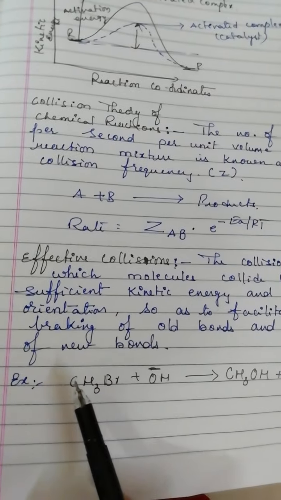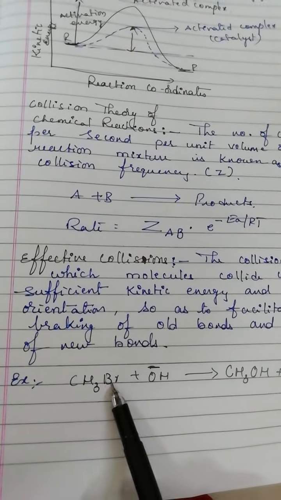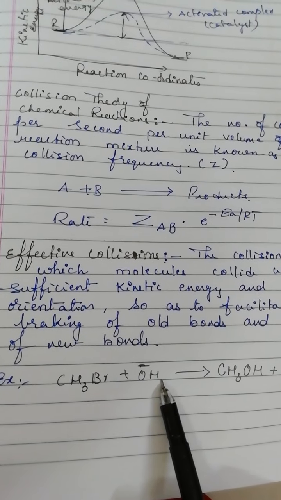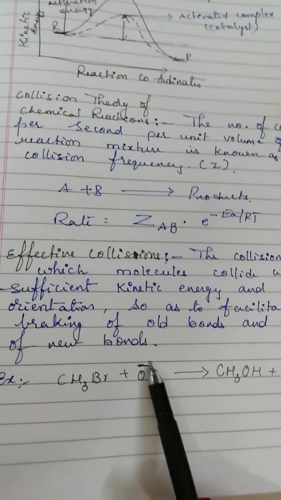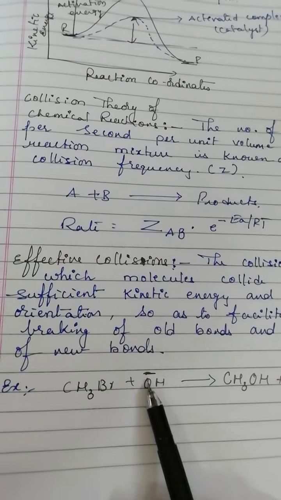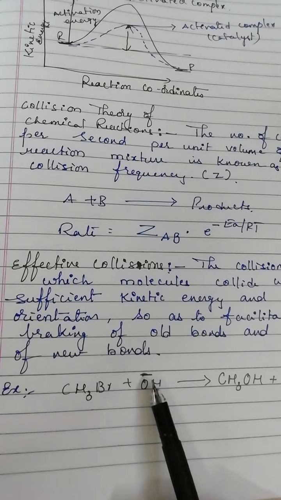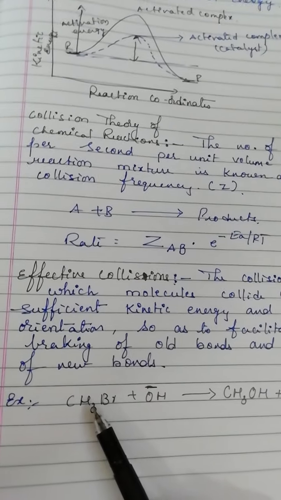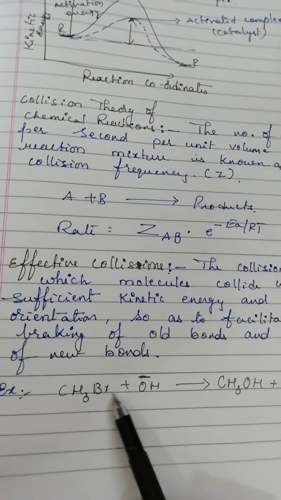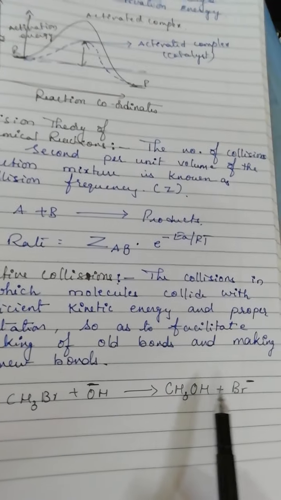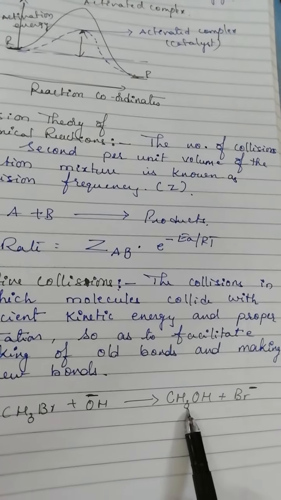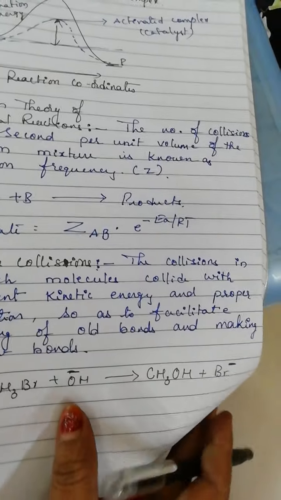Now, we have seen one of the chemical reactions, bromomethane reacting with the hydroxyl OH minus ion. Is it a nucleophile or electrophile? It is a nucleophile, so it is nucleus-seeking. When it approaches the molecule, Br is replaced by OH, and this is the product: methanol is formed and bromide ion is formed. Now, let us see how the orientation is going to help.